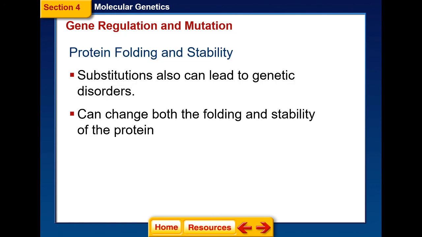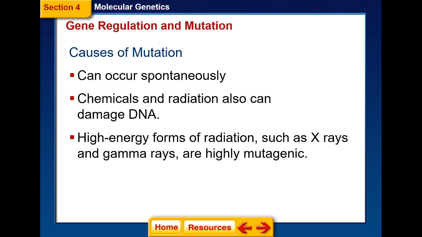All right. Protein folding and stability. Substitutions also can lead to genetic disorders, can change both the folding and stability of the protein. Causes of mutations. They can occur spontaneously, or what we think of as spontaneous, because as technology advances, scientists and researchers can discover more and more. So it could be spontaneous, but it might not be. However, we just don't know yet as a scientific community, as a society.